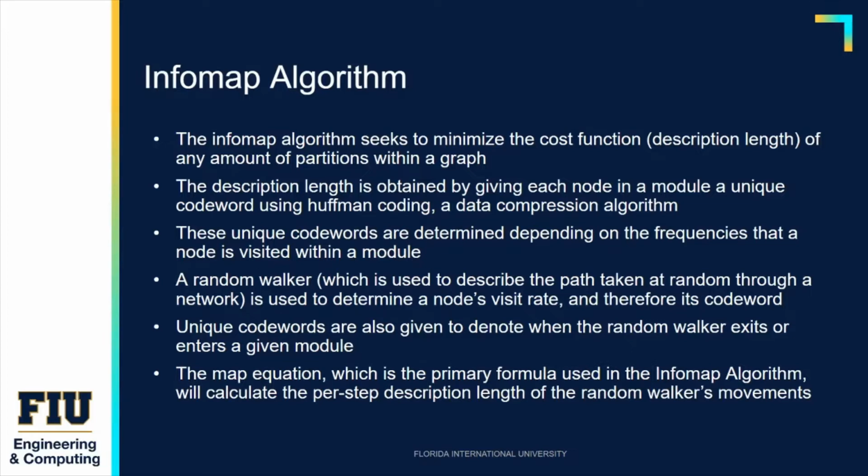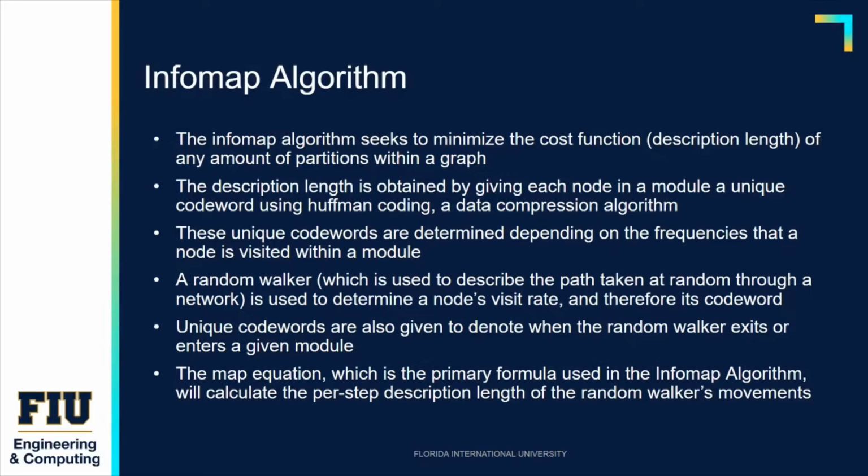Essentially, the InfoMap algorithm seeks to minimize the cost function, or the description length, of any amount of partitions within a graph. By partitions, we mean if a graph is 25 nodes, we would split it up into any given amount of partitions and look to see which one would return, using the map equation, which is the equation used for the InfoMap algorithm, which we'll explain a bit later into the video. We use that equation to figure out which one minimizes the cost function, or returns the minimum description length out of any of the other partitions within the graph.